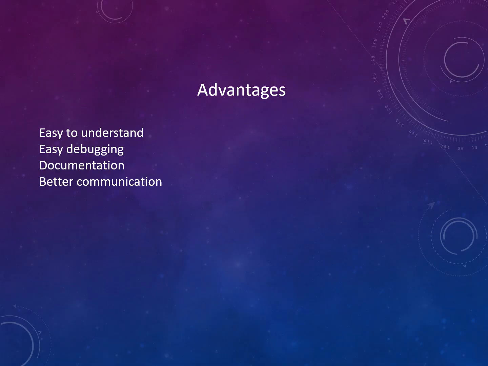Now I will explain why we use algorithms and flowcharts. It is easy to understand. Algorithms and flowcharts present the solution step by step, so they are easy to understand. Easy debugging. If there is a mistake, we can examine the steps and find where the problem occurred. This makes debugging easier. Documentation. We can save the algorithm or flowchart as documentation. Later, another programmer can understand how the program works. Better communication. A flowchart can make it easier for teachers, students, programmers, and other team members to discuss the solution.